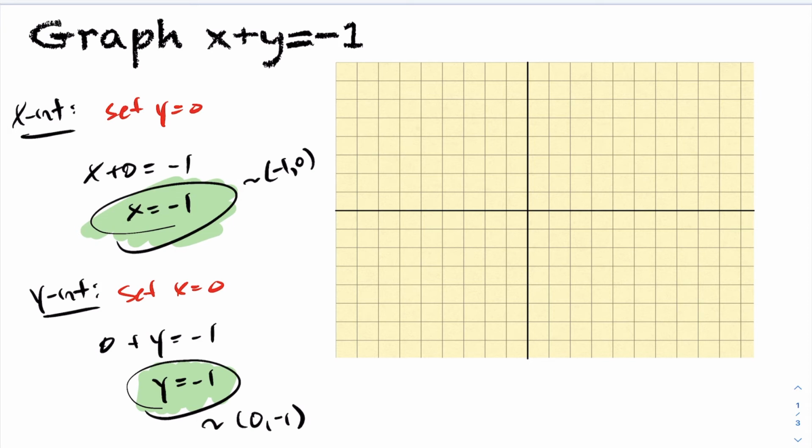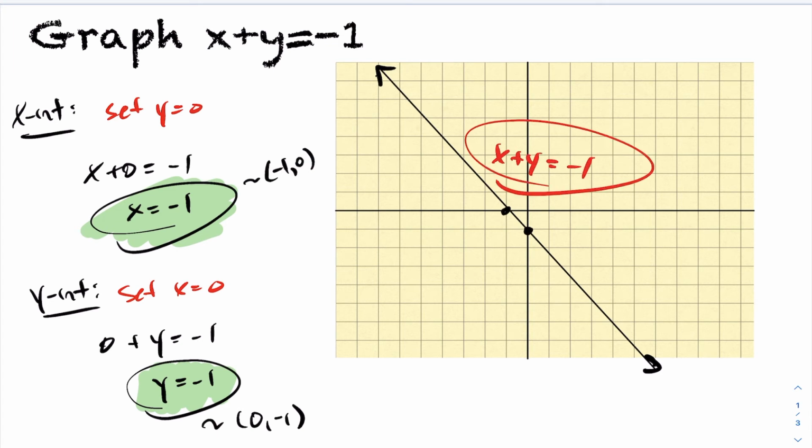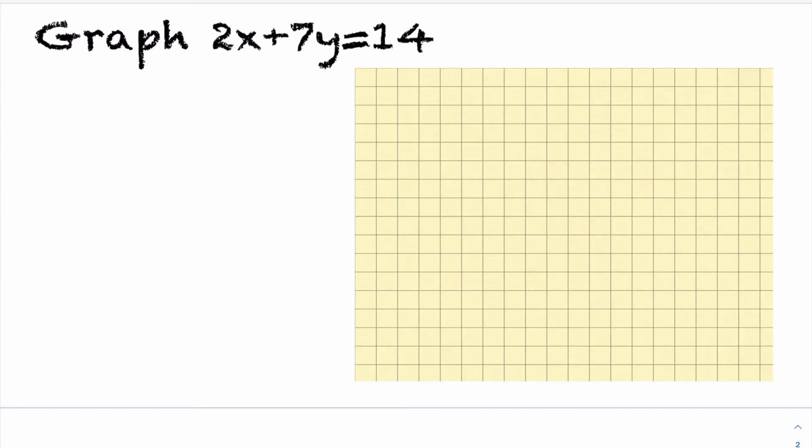So if I go to plot the point (-1, 0), that would be right here. And if I were to plot the point (0, -1), that would be right here. So a quick sketch of this line would look something like this. This would be the line x plus y equals minus 1, simply by putting down your x-intercept and your y-intercept. Okay, let's take a look at the next question here.